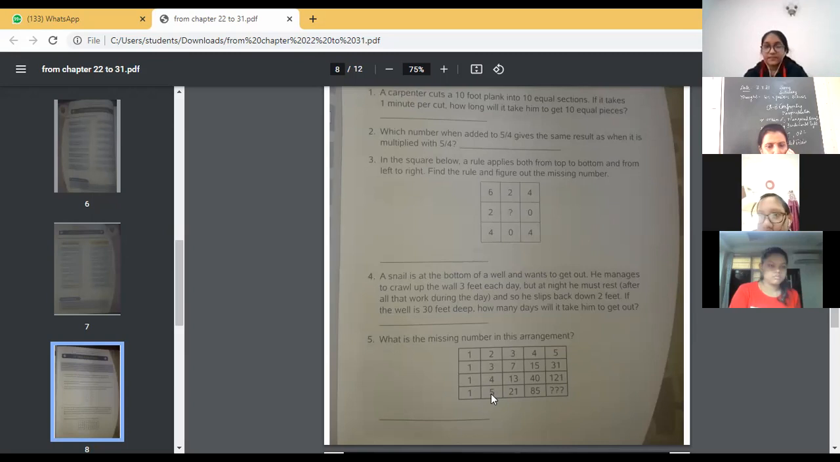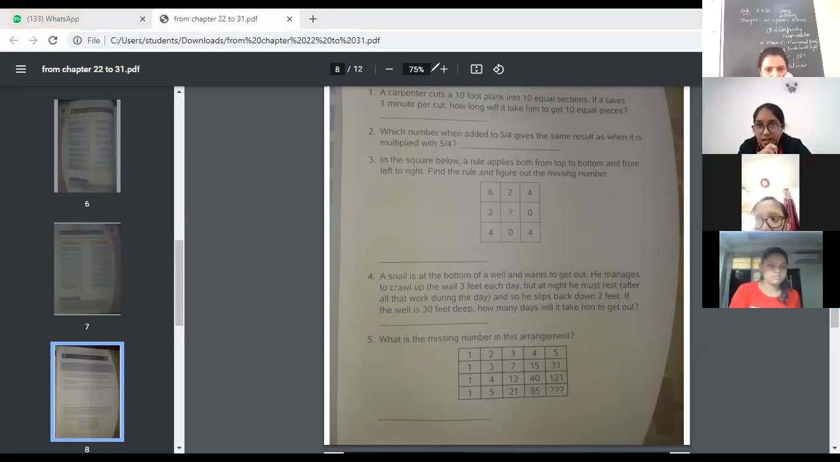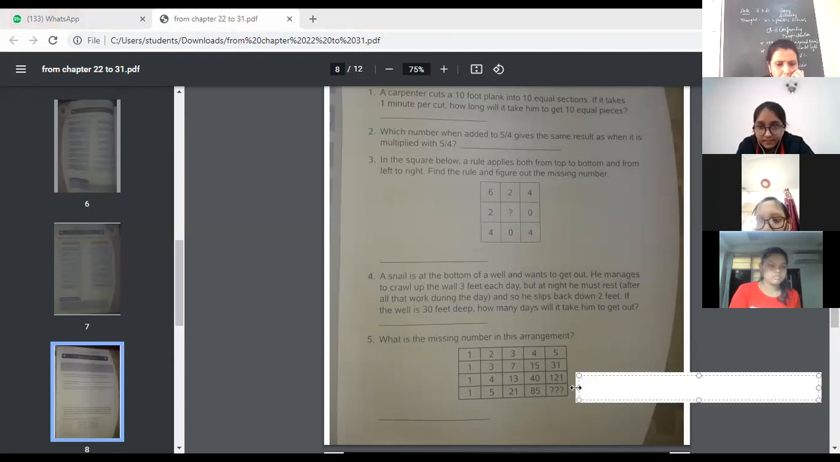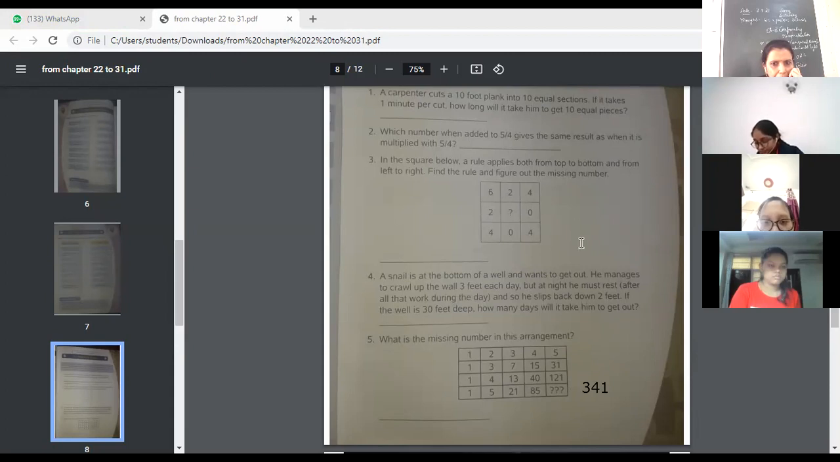Yes, Ma'am, we are multiplying by 4. 5 times 4 is 20, then 1 we had added, 21. 21 into 4 is 84, and then 1 is added, 85. Now 85 will be multiplied by 4 and 1 added. Ma'am, it's 340 and 1, 341. So your answer will be 341 here. Did you understand, children? I hope each one of you has understood the concept.